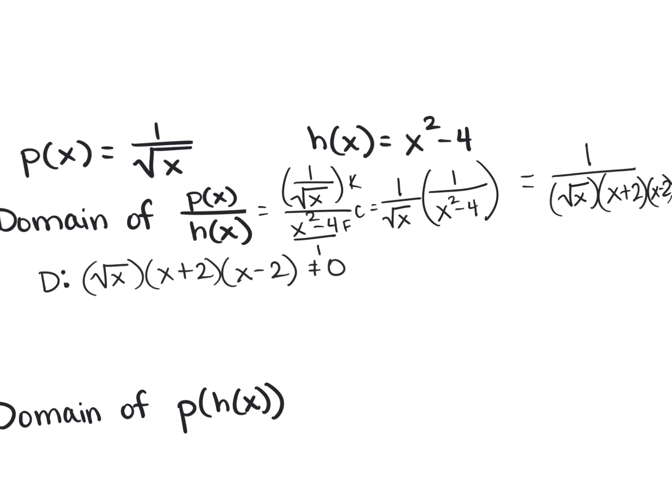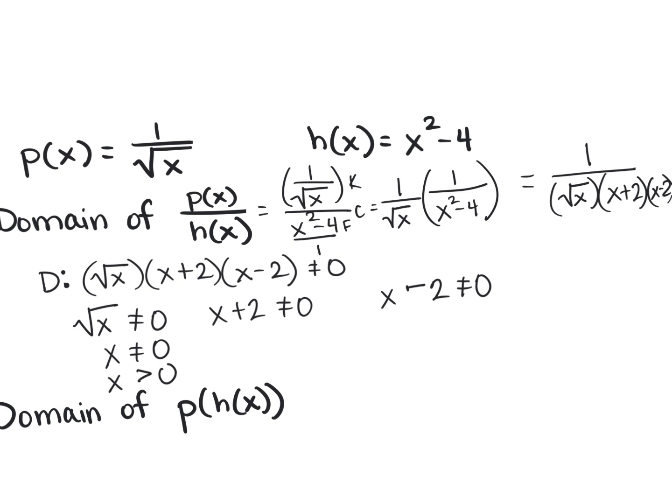So I have 3 factors. So I said the square root of x has to not be equal to 0. I have to have x plus 2 cannot be equal to 0. And I have to know that x minus 2 also cannot be equal to 0. So not only can the square root of x not be equal to 0, which means x can't be 0, okay, I also know that my x has to be greater than 0. It's in a denominator, so it can't be equal to 0, which we just said, and it also has to be greater than 0.